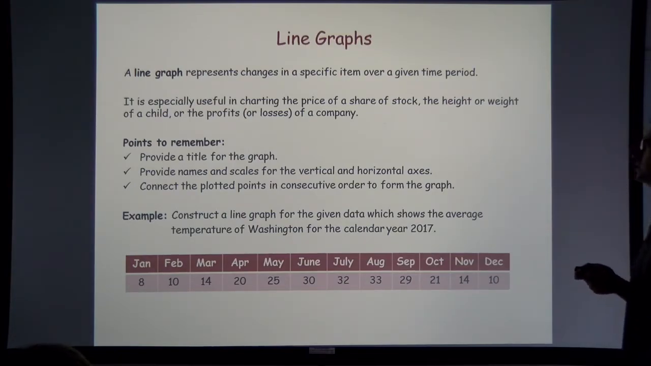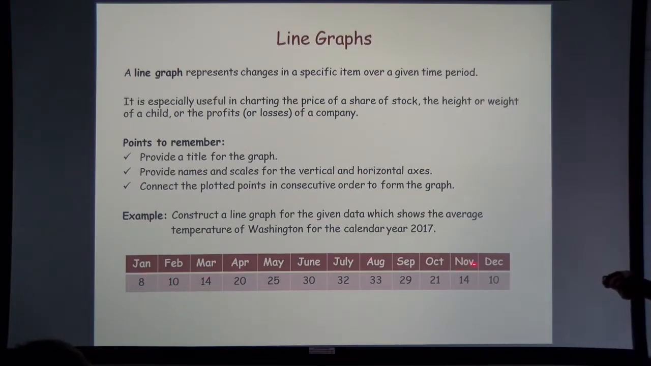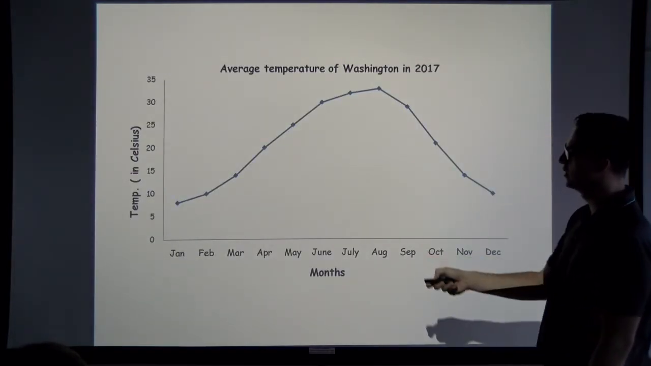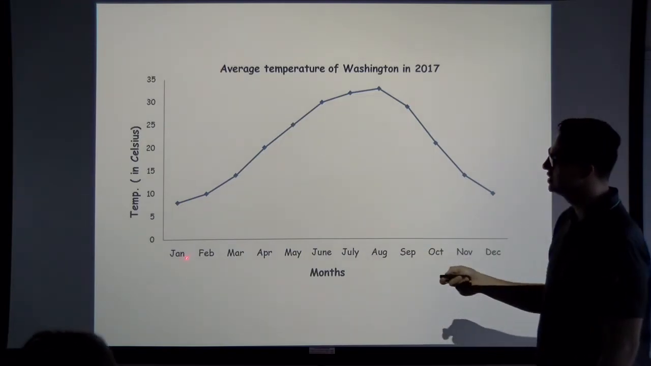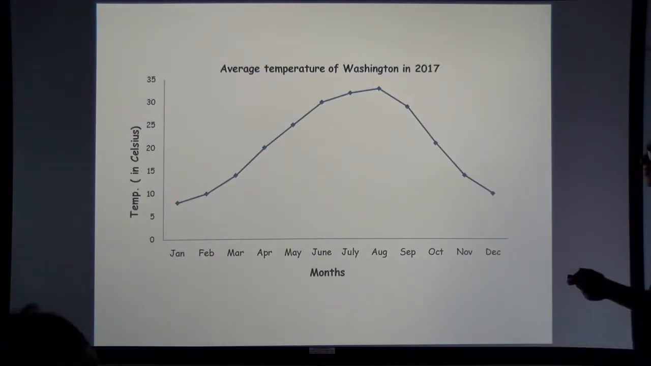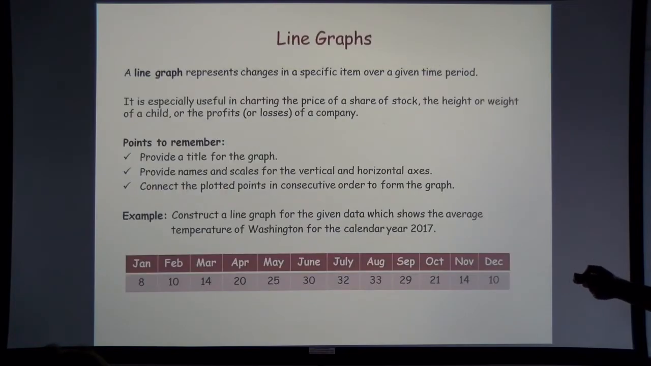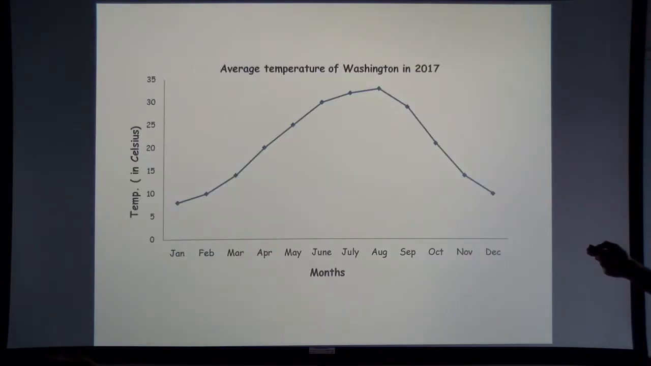So the example we have here is: construct a line graph for given data which shows the average temperature of Washington for the calendar year of 2017. We have all of our months, and with our months we have all of our data, the average temperature. So if we were to draw a line graph, we notice that the average temperature in January is 8 degrees Celsius. So if you follow January, it should be right around 8. For February, we were given 10, so we plot our point. For March, we had 14. For April, we have 20. For May, we have 25. For June, we get 30. For July, we have 32.